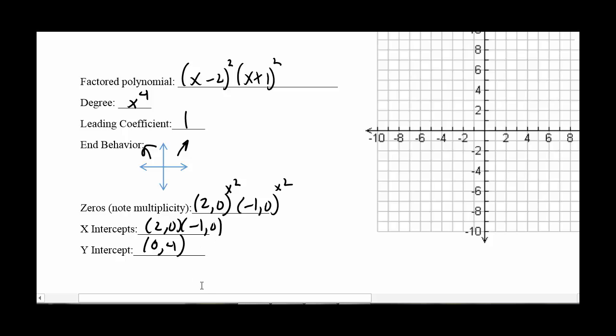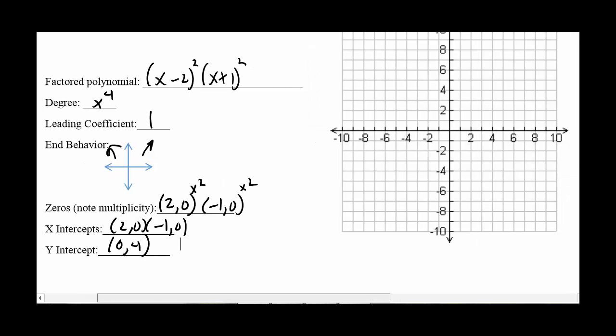Okay, so let's plot points then. Goes through 0, 4, goes through 2, 0, negative 1, 0. It's going to go up the quadrants there. That's a bounce, and that's a bounce. Alright, so we'll connect this with a smooth curve. So it looks like a W. It's pretty much what it looks like.